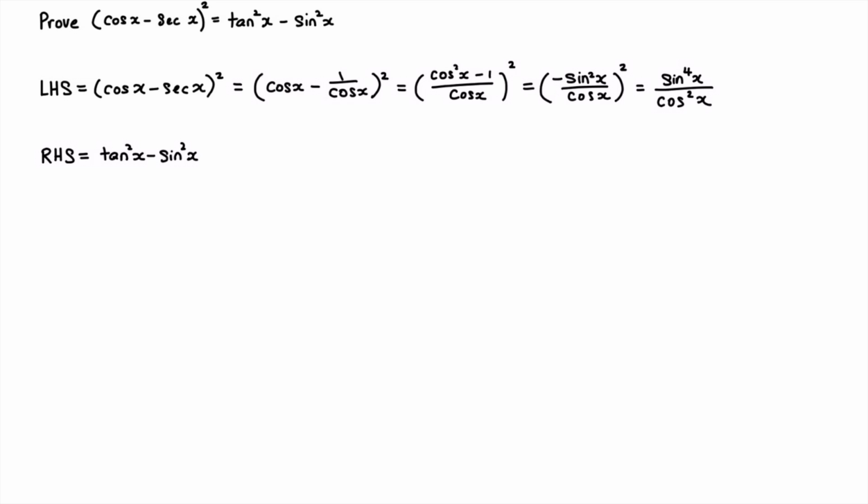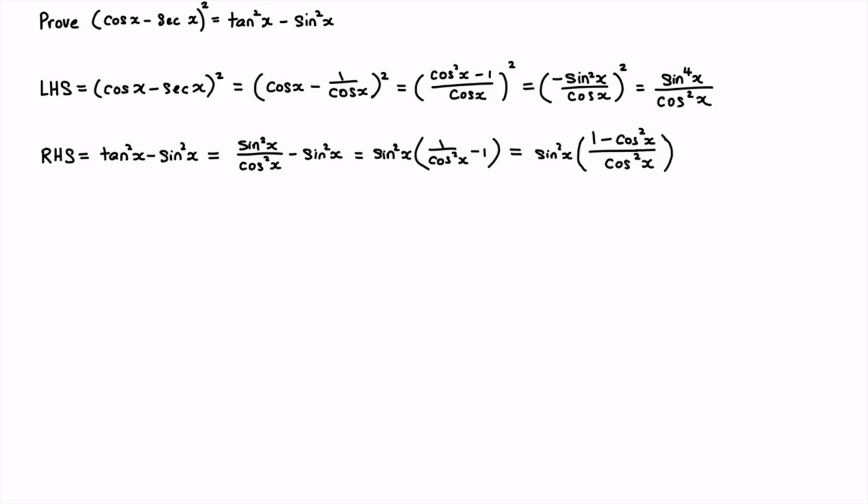Replace the tangent x with sine x over cos x, combine it into one fraction after taking out the common factor, and now 1 minus cos square x is sine square x, and therefore we get the same expression, sine x to the power 4 over cos square x. And so this is one way we can prove the identity, going from the left-hand side to an intermediate expression, and then going from the right-hand side to the same intermediate expression.